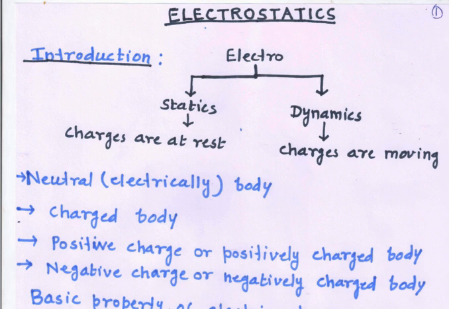Electrostatics divides into two parts: electrostatics and electrodynamics. In electrostatics, the charges are at rest, and in the electrodynamics branch, the charges start moving, so they produce current. We have different branches like current electricity, magnetic effect of electric current, and so on. We'll concentrate on the electrostatic branch, when the charges are at rest.